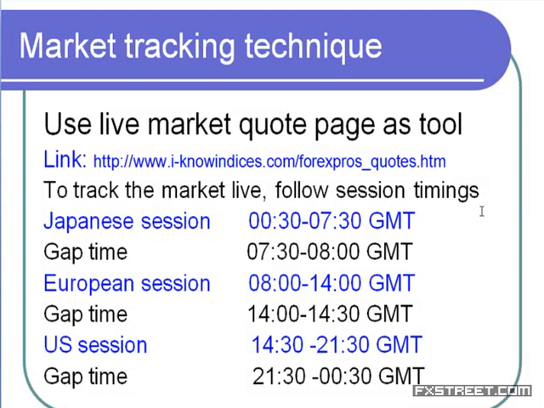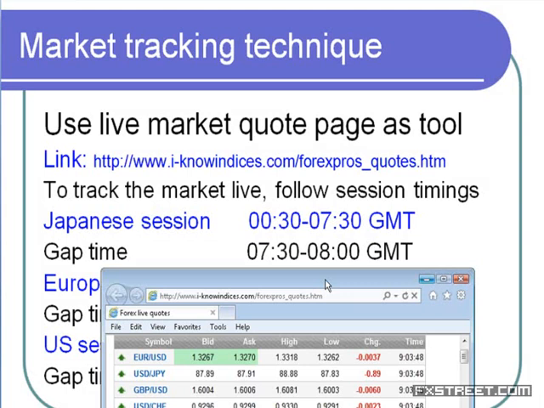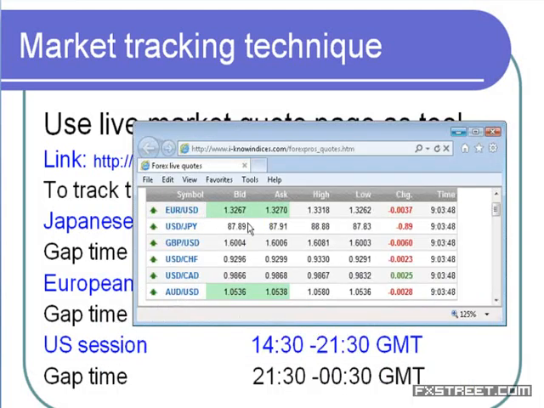Now, knowing about the timings, we are in this particular trading zone, the European session. It starts at 8 GMT and ends at 14 GMT. If you see the live market quote page, you come across the bid and the ask of the respective currencies: the 4 majors, Euro, Yen, GBP and CHF, and the 2 commodity pairs, Canadian dollar and Australian dollar. Bid and ask are there, besides high and low. Then you find the net change from the previous day close and also the timings.